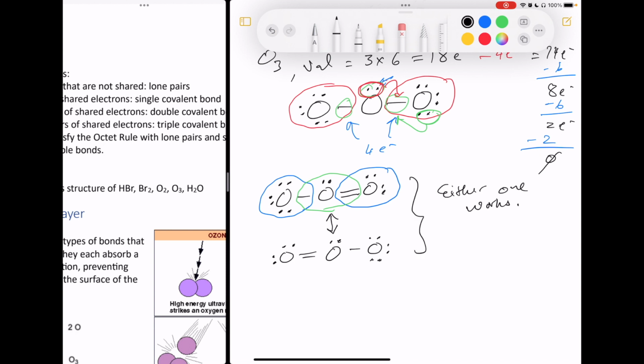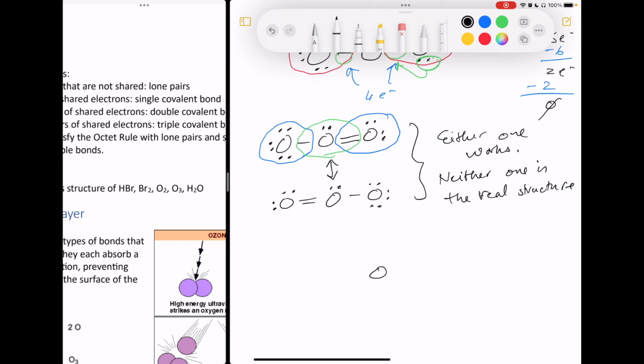But what's surprising is that neither one is the real structure. When I say real, I mean the thing that we actually can see when we do an experiment and take a look at the structure of ozone. It turns out that it looks like this. So it has a single bond, and then it has an additional bond on the top, but not quite a double bond. So in fact, it's like taking this whole thing here and averaging them out, okay?